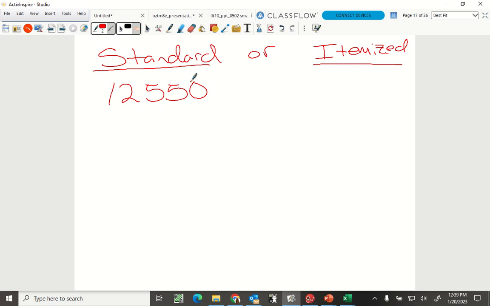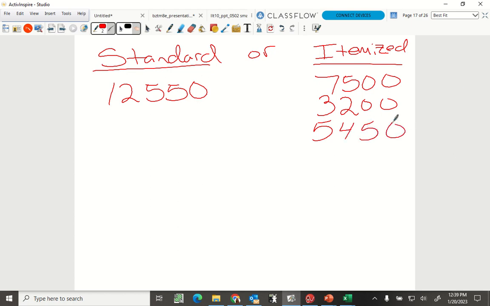Itemized deductions. We're always going to take which of the values? The largest. Okay, the largest. So let's take a look here. So my itemized, what are my itemized here? 7,500 for my mortgage. 3,200 for property. 5,450 for charitable contributions. And 1,500 for medical expenses.